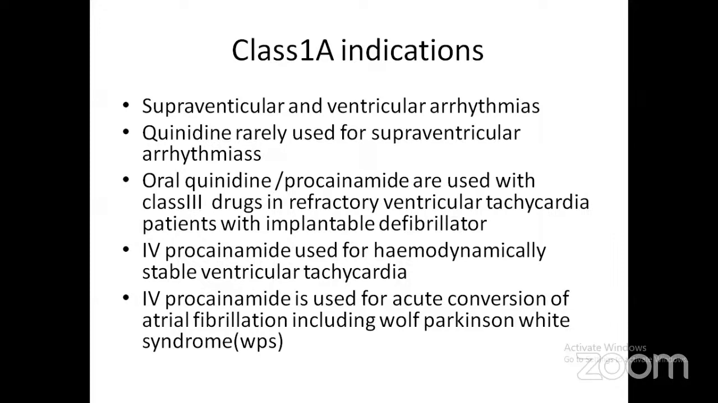Indications of class 1A drugs are supraventricular and ventricular arrhythmias. Quinidine is rarely used for supraventricular arrhythmias. Oral quinidine and procainamide are used with class 3 drugs in refractory ventricular tachycardia patients with an implantable defibrillator. IV procainamide is used for hemodynamically stable ventricular tachycardia. IV procainamide is used for acute conversion of atrial fibrillation, including in Wolff-Parkinson-White syndrome.